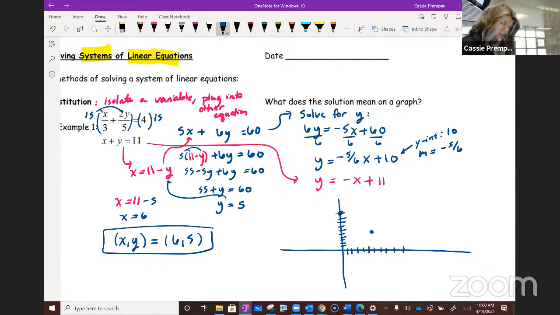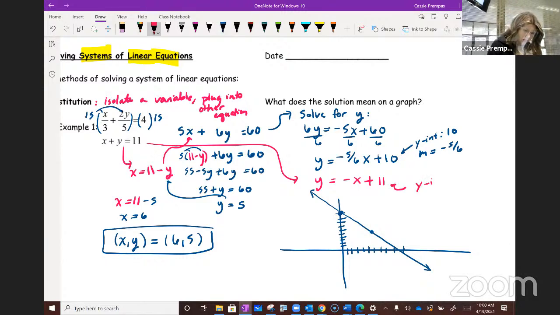And this is just a sketch. If I had an XY coordinate plane, it would be a little easier to be accurate, but we just really want to know what we're looking for since we've already solved this. If I plot the next equation, I have a y-intercept of what? Positive 11, good. And what's the slope?